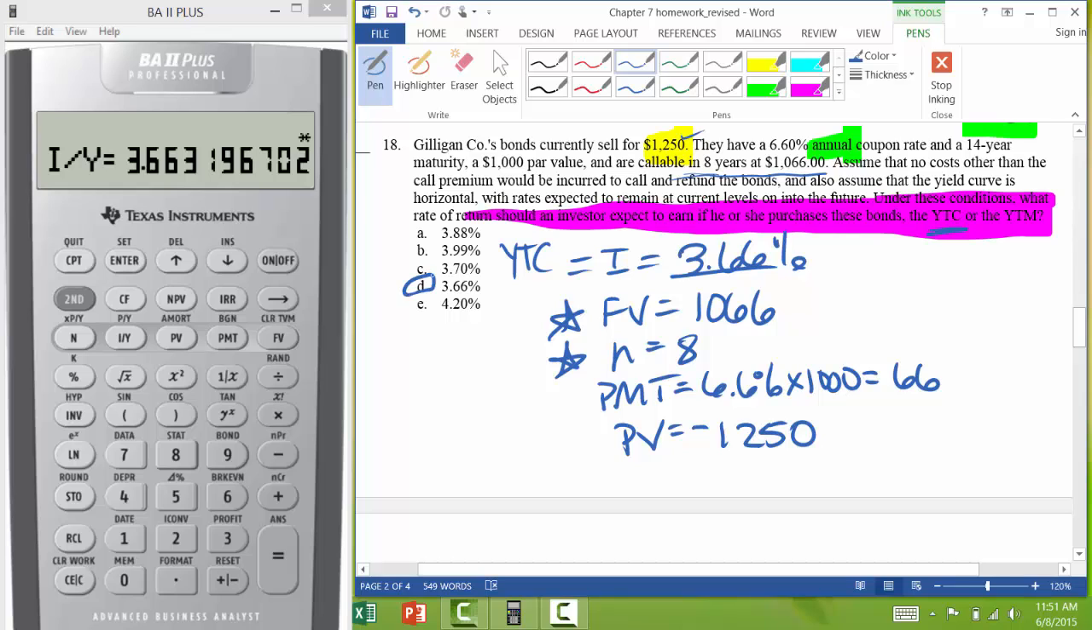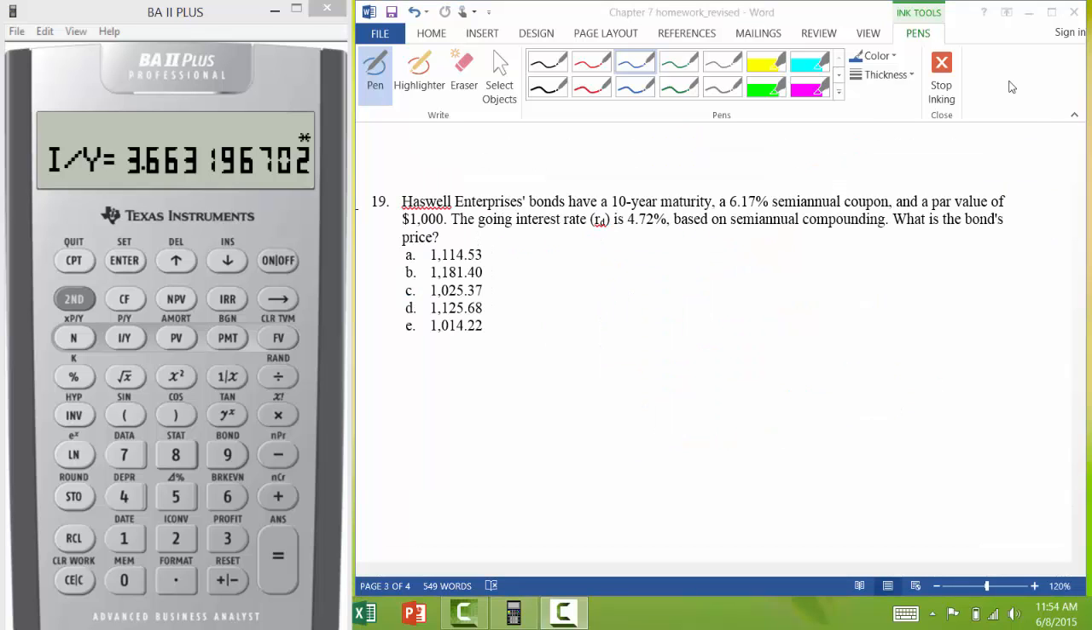And that's answer D. Okay, so let's look at the next question, and it's called question 19. Haswell Enterprises bonds have a 10-year maturity, a 6.1% semi-annual coupon, and a par value of $1,000. The going interest rate is 4.72% based on semi-annual compounding. So I want to make sure I get that down, that I've got to do semi-annual compounding. What is the bond's price? So that means I need to solve for the present value.